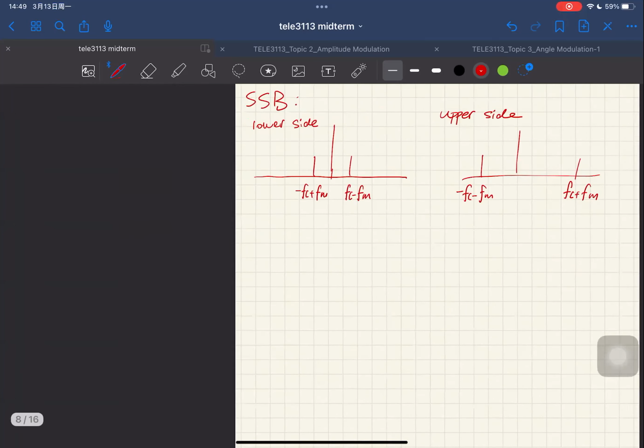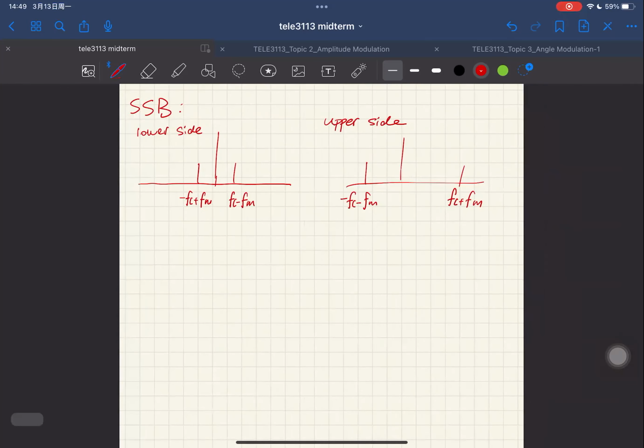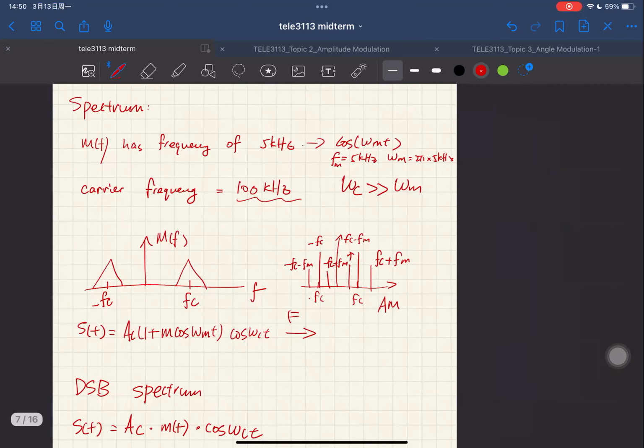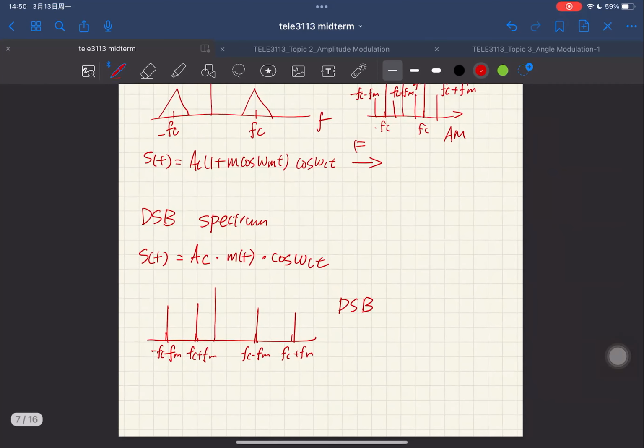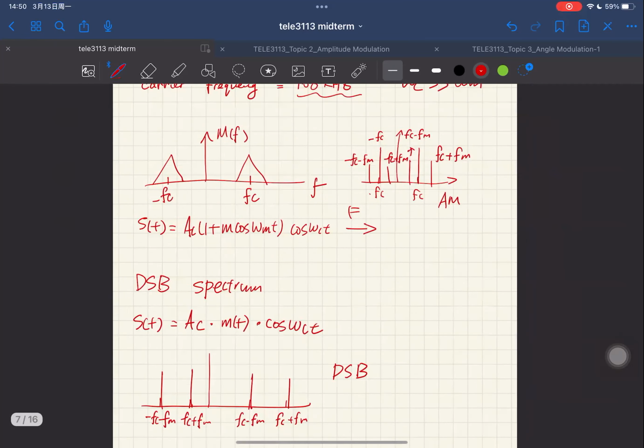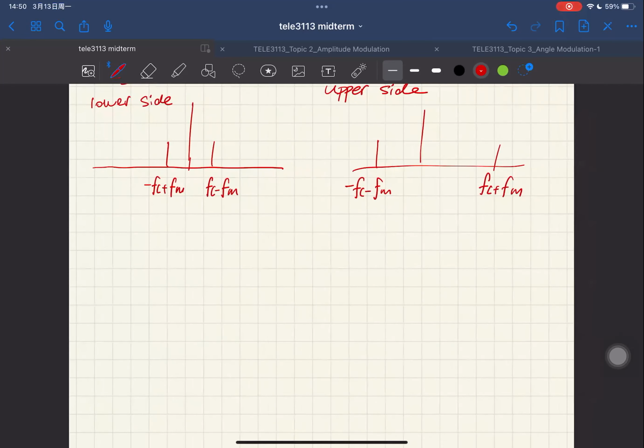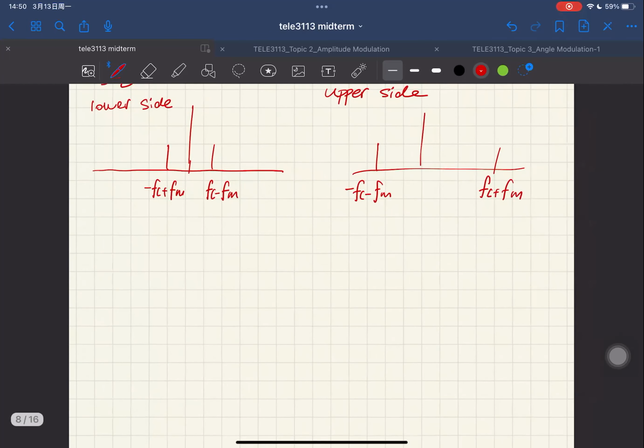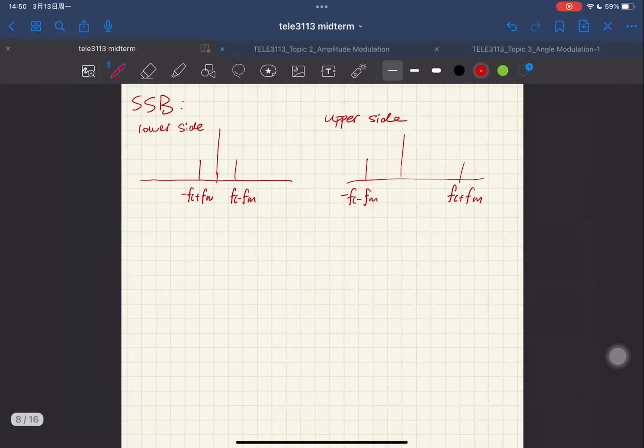So SSB and DSB have really good spectrum efficiency because you are having a very small amount of components which encode your signal message. But the downside is you have to use more channels for modulation. So it's kind of a trade-off. If you want to save your transmission efficiency, at the same time you're gonna spend more channels to do the modulation.